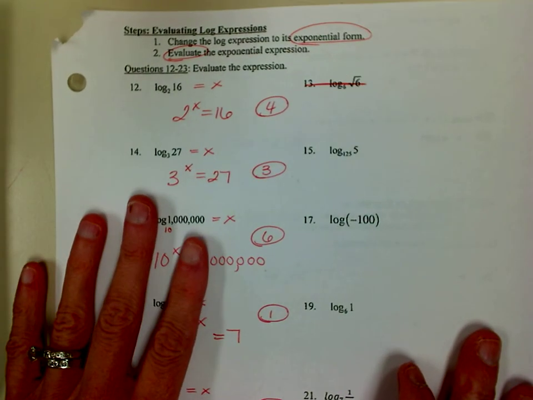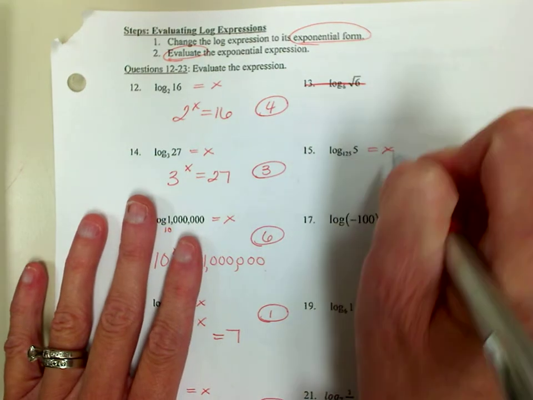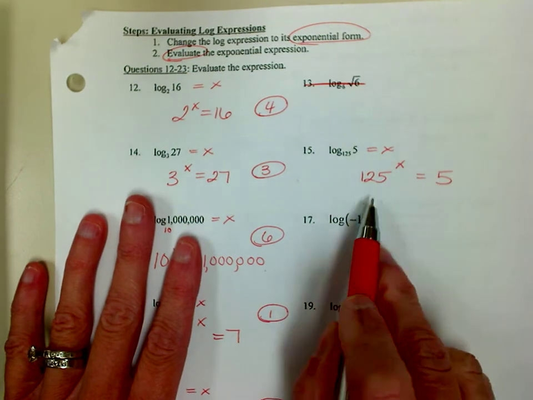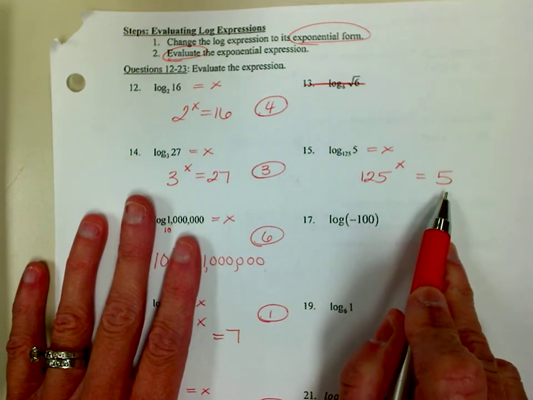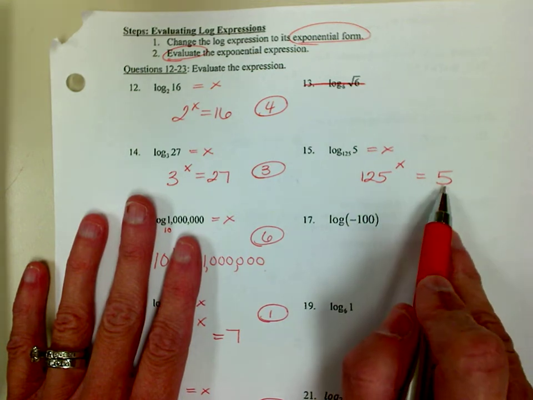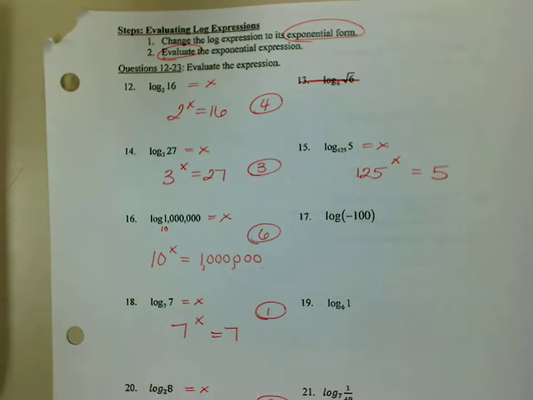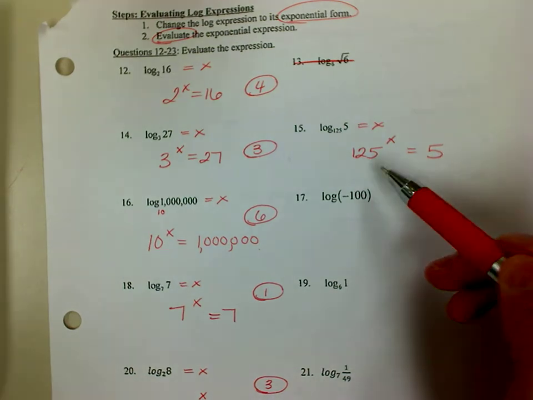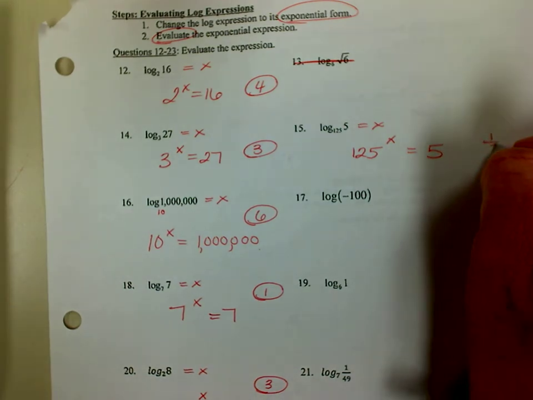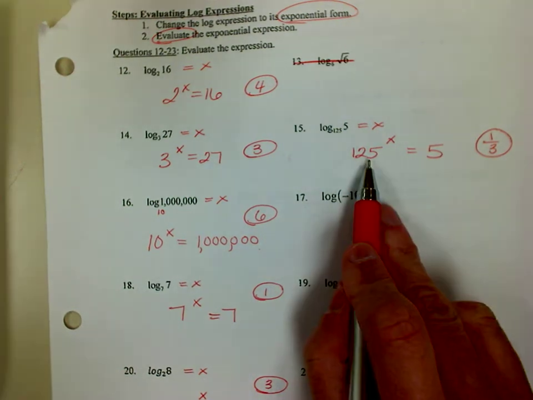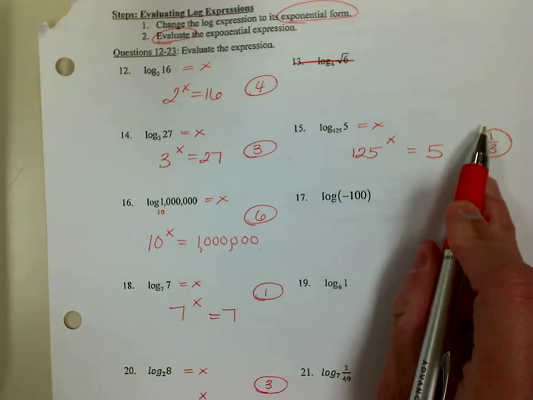Okay, so number 15, this is like saying 125 to what power is 5. If your base is bigger than your argument, your exponent's going to be a fraction. So first you want to look to see 5 to what power is 125. Well, that's going to be to the third power. So since 5 to the third power is 125, the reciprocal power, which is 1/3, gives 5. So if this base is bigger than this, your exponent is a fraction.